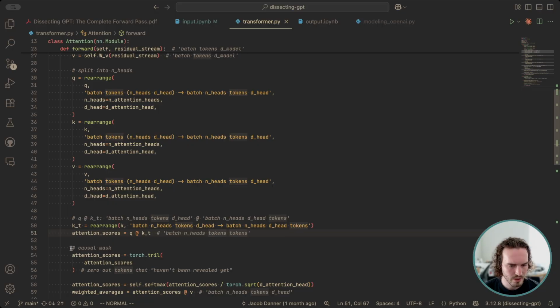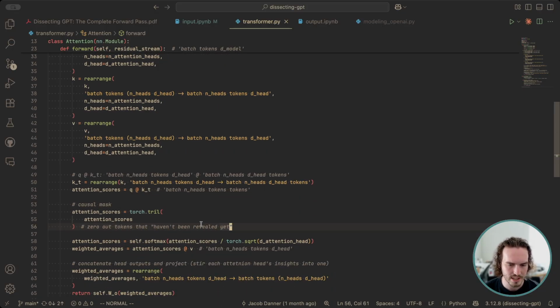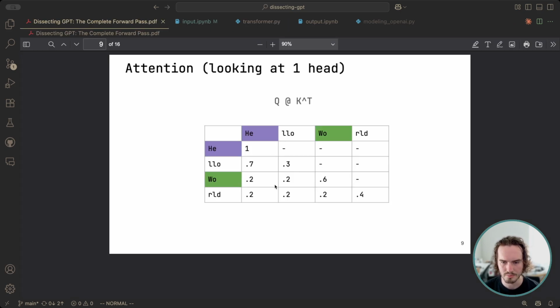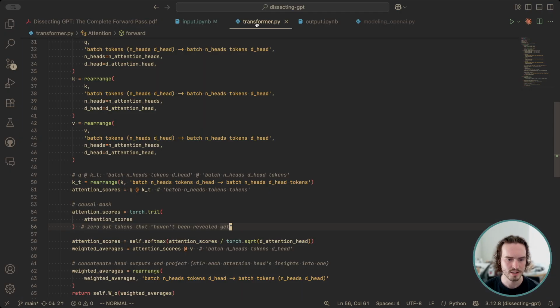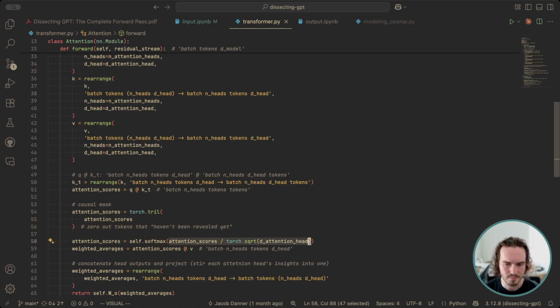Now we're going to do that causal mask thing that I talked about to zero out what hasn't been revealed yet. And so in our diagram, these were in percentages basically. And so we need to do the math to make that actually happen. So we're just going to take our attention scores and then scale them. And then we're going to run our softmax function over that. And so a softmax function takes in a vector, and then it's going to output a probability distribution.